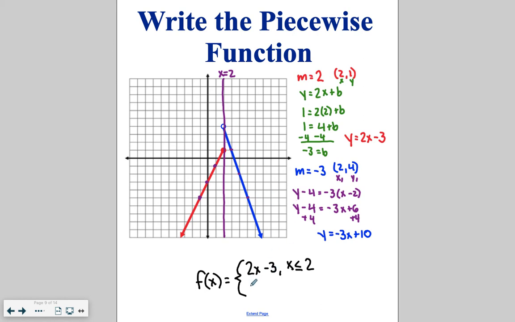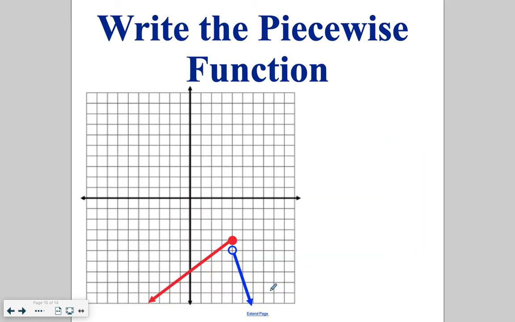Then the other part of your function is negative 3x plus 10 when your x values are greater than 2. So when you hit 2 and you get bigger, anything bigger than 2, you're going to plug into that second equation. Go ahead and write the piecewise function for this graph on your own.